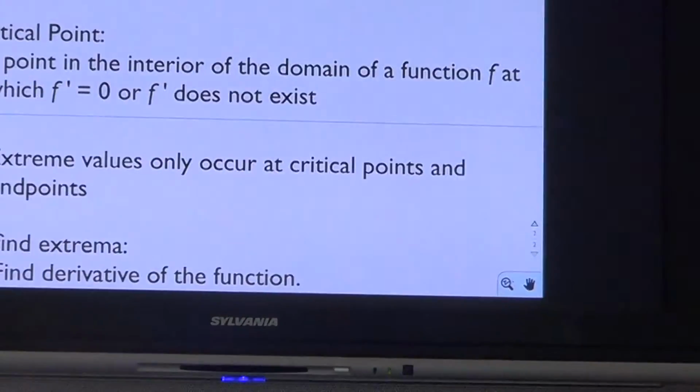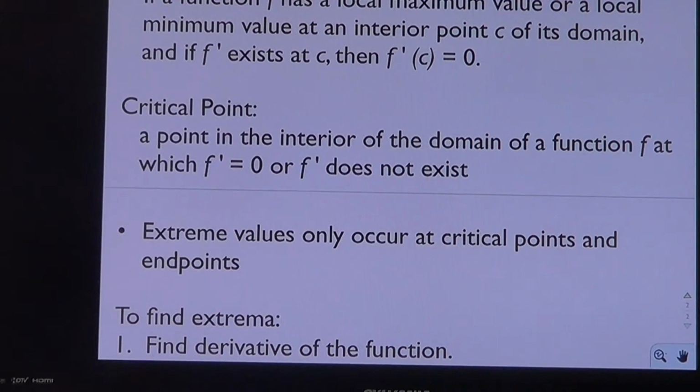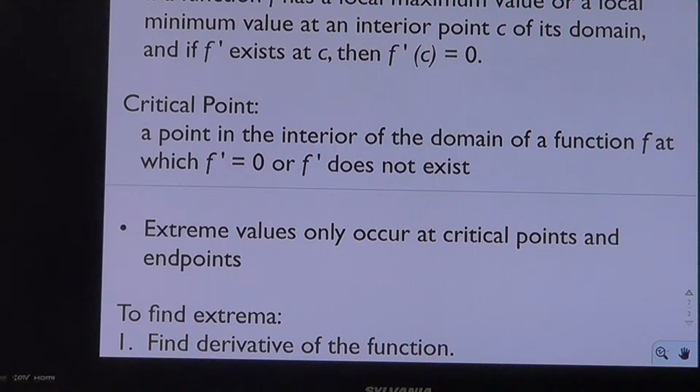And the extreme values will only occur at the critical points and at the end points. So if we can find where the derivative equals 0 or where the derivative does not exist, then we can figure out if those are local maxima or minima, and we could also look at the end points of the function if it's on a closed interval.